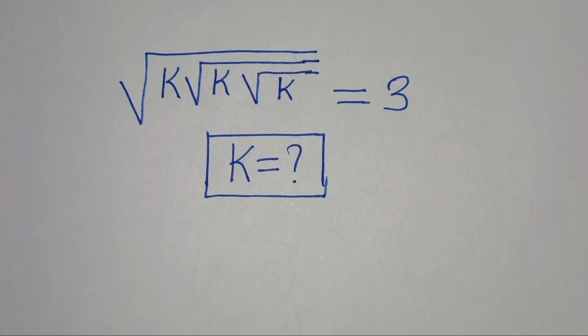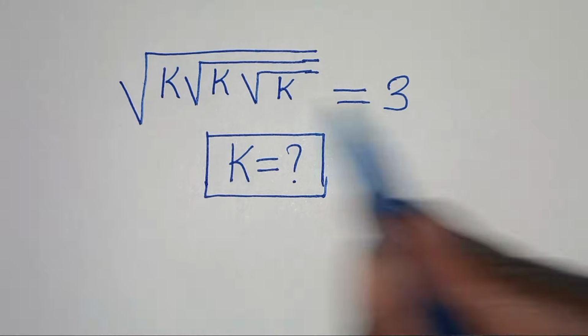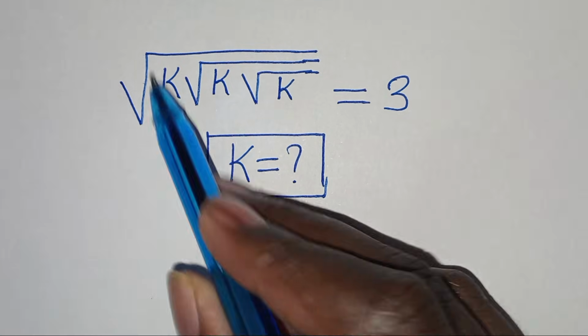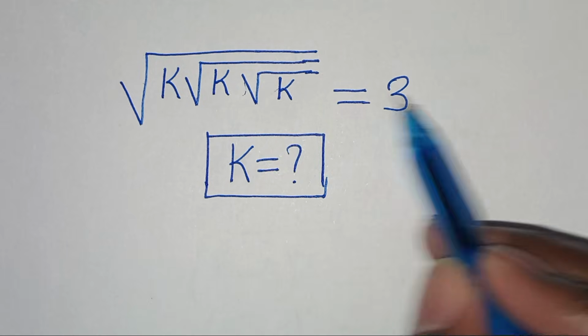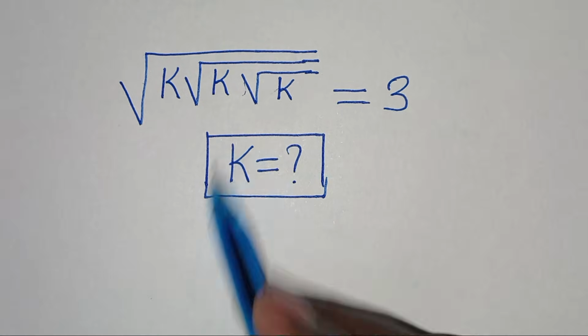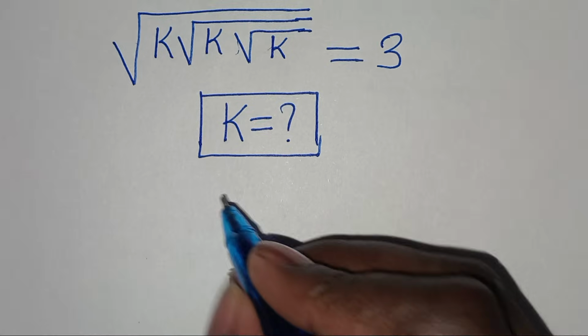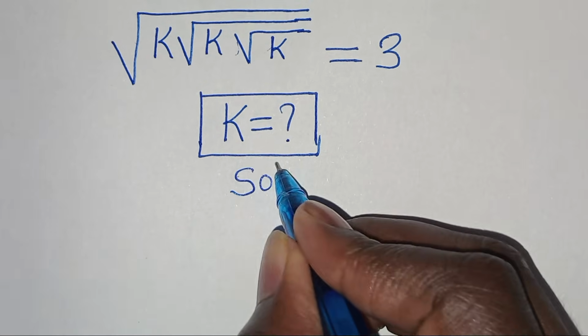Hello everyone, you're welcome to solve this nice square root math problem: the square root of k times the square root of k times the square root of k is equal to 3. So what is the value of k? Now let's provide a solution from here.